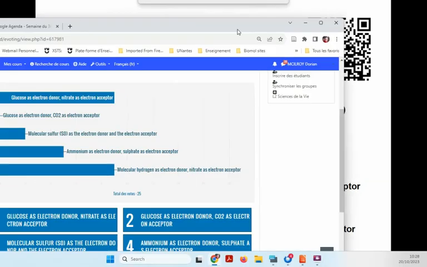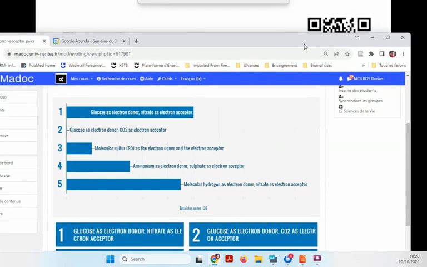Okay, pretty good. Let's have a look, see what people say. So a lot of people chose one. Correct. Yeah, this works. This is anaerobic respiration. It works. Glucose, good electron donor. Nitrate, good electron acceptor. That works.